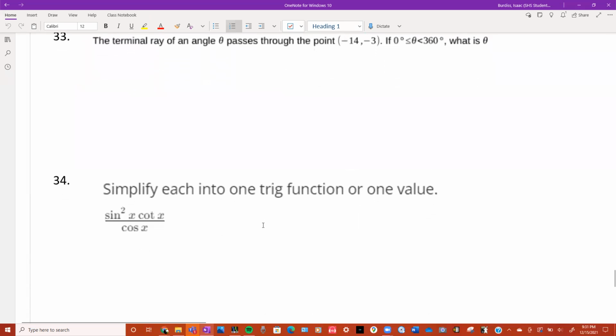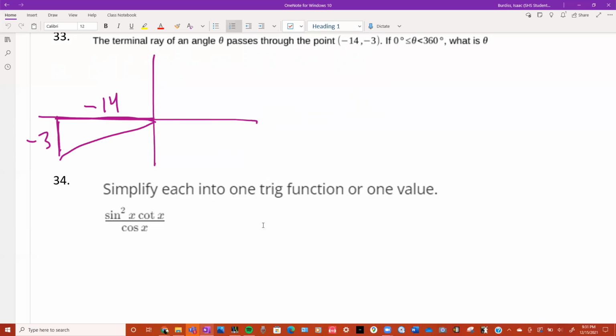Right? We have that point, and we need to find the angle. So x is -14, y is -3, and we're trying to find this angle. Well, we know this is the adjacent and this is the opposite. So we do know that the tangent of the angle equals -3 over -14, which is really just 3/14.